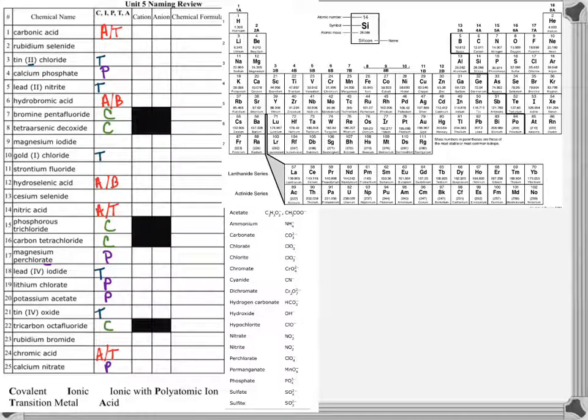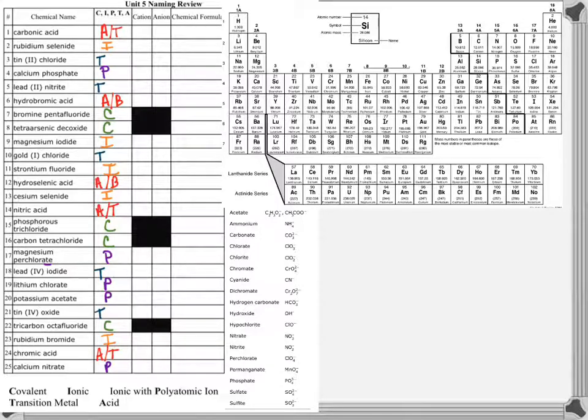So the rest I know are going to be ionic because, again, they end with IDE, and they don't have that Roman numeral to identify them as a transition metal. So I'm going to identify those. Here we have ionic because it involves a metal and a nonmetal, and that metal is either in group 1, 2, or 13. And rubidium bromide.